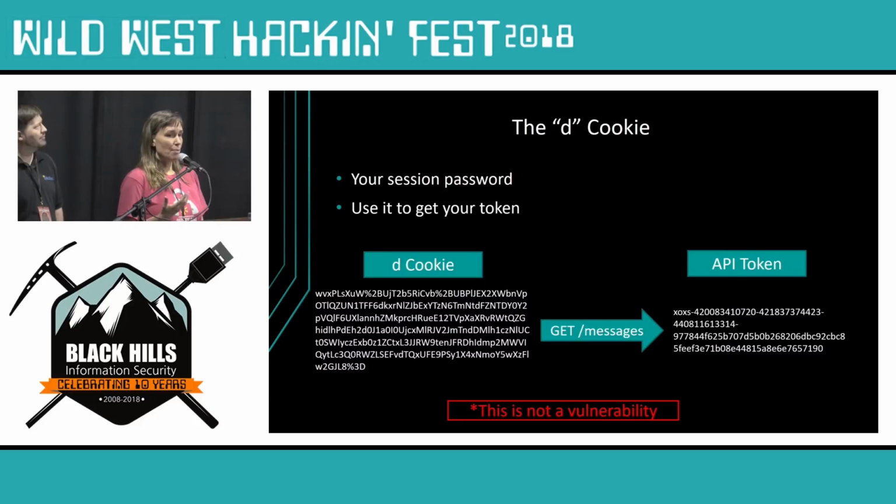So the D cookie I mentioned you can get from your browser, and I've got a demo of that. But you can take the D cookie and make a call to Slack to the messages endpoint, slack.com/messages. And in return, that response will contain your token. Again, this isn't a vulnerability. This is just how you authorize with the API.